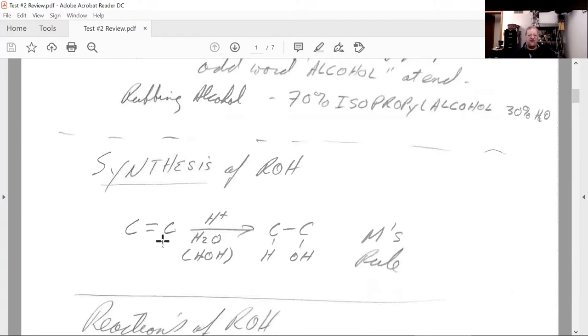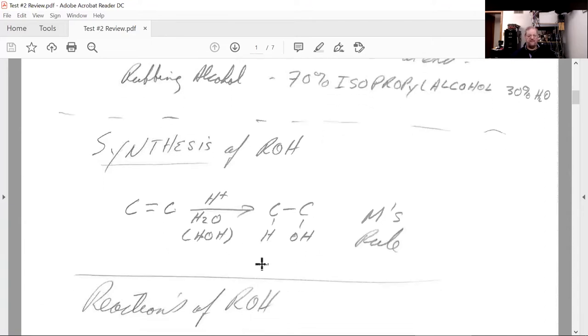And how do you make an alcohol? Well, as of this point, there are other ways, but the only one I taught you: double bond, acid and water. H plus is the acid catalyst, remember water is HOH. You break the pi bond, one carbon gets H, the other gets the hydroxyl group. It follows Markovnikov's rule. The carbon with the most hydrogens on the double bond gets the hydrogen, the other carbon gets the hydroxyl group. Or as Dr. White learned it from my teacher, the rich get richer, the poor get poorer. And we're talking about not dollars, but hydrogens.